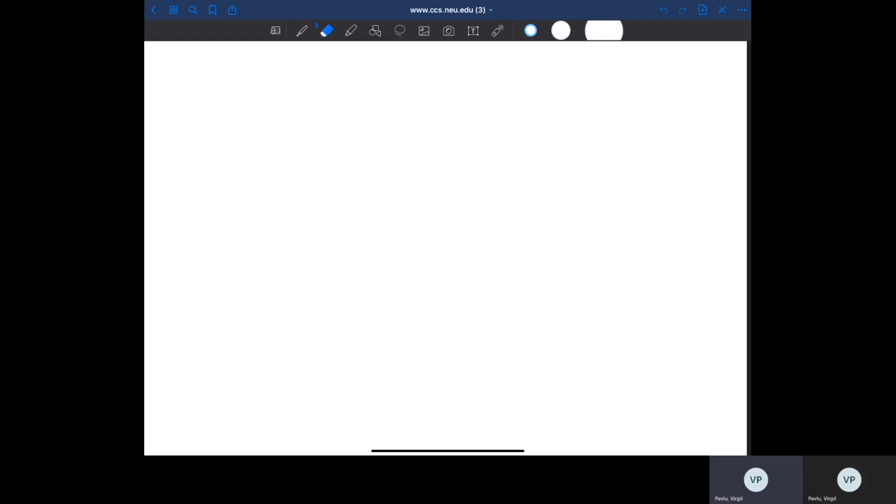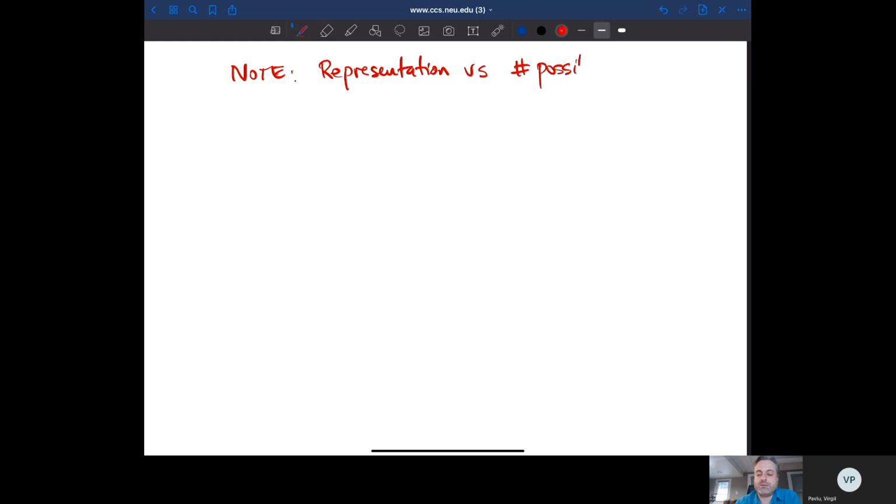This is a quick note for binary representation versus number of possibilities. It's particularly important to note here, as a special case, that we want to look at binary representations, binary representation on bits.